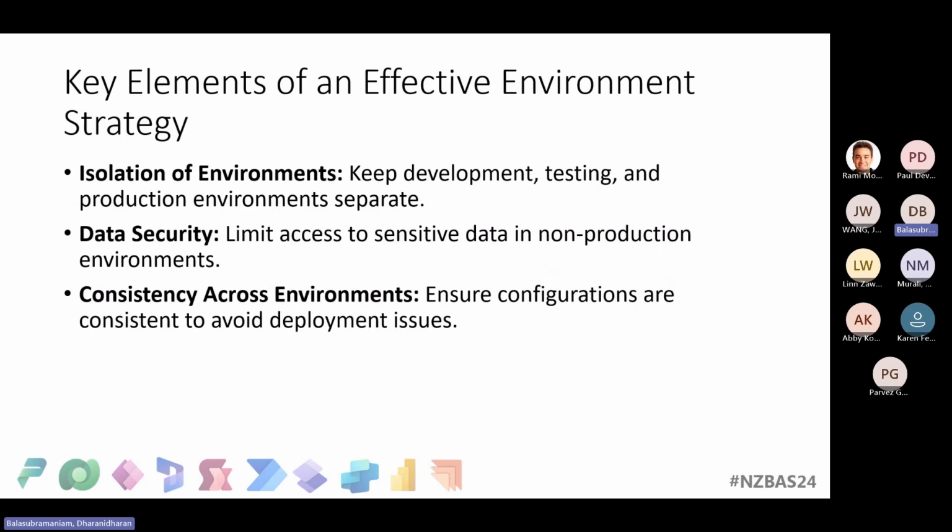Now let's look at the key elements of an effective environment strategy. The first and foremost thing: isolation of the environments is essential. By keeping the development, testing, UAT, and production environments separate, we can make changes and test new features without impacting the end users. Next, data security is another critical factor. We must ensure that sensitive data is not unnecessarily exposed in non-production environments. That's one key thing. And the next is consistency across the environments. Ensuring that configurations are consistent helps us avoid issues during deployment and makes the transitions very smooth.